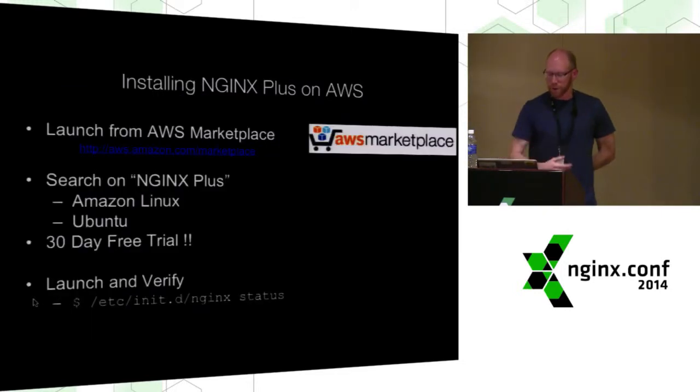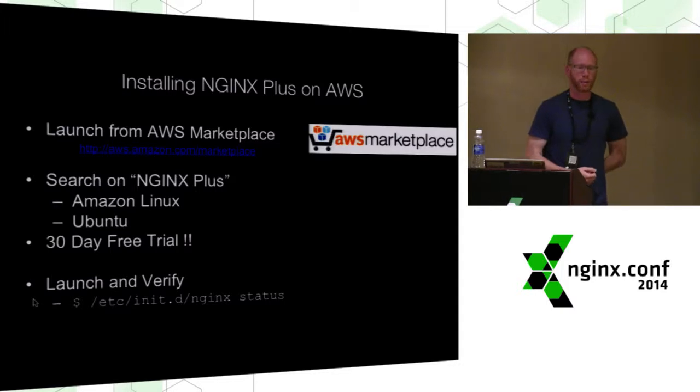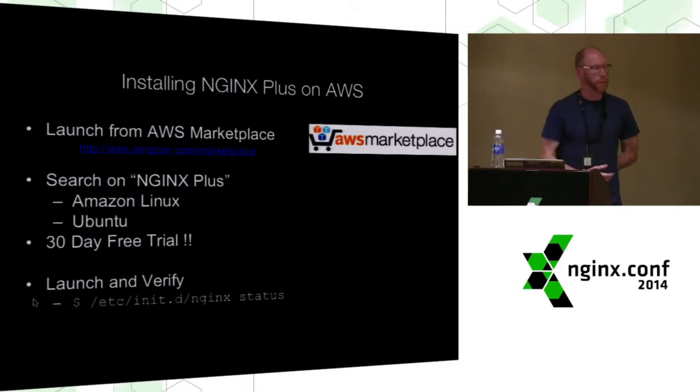So, installing Nginx Plus on AWS. Nginx Plus is available through the AWS Marketplace, aws.amazon.com/marketplace. From there, you search on Nginx Plus, and you'll have the option. There are two different machine images, either on Amazon Linux or Ubuntu. There's actually a 30-day free trial for the product right now, so you can spin it up and launch it for 30 days, and you're only paying for the EC2 hourly rates, not the Nginx part. So a great way to go out and try that.